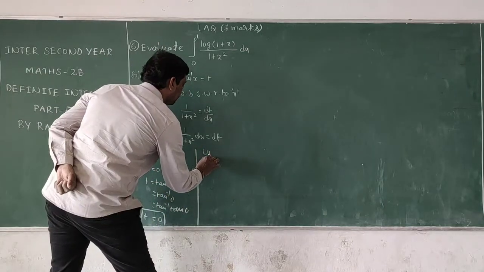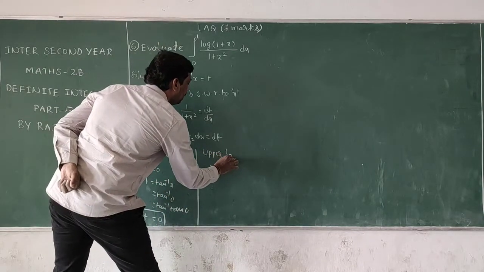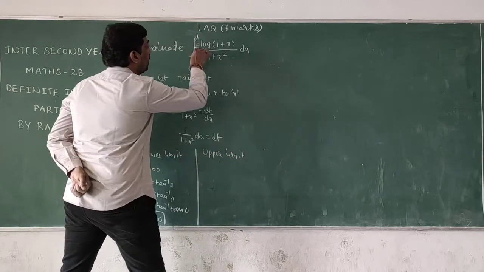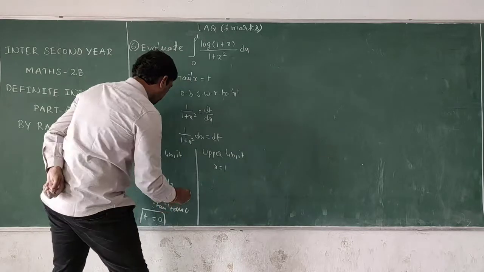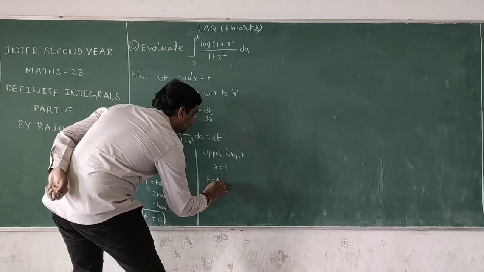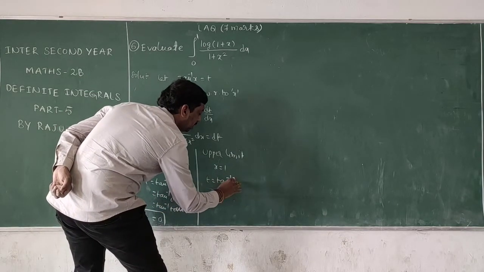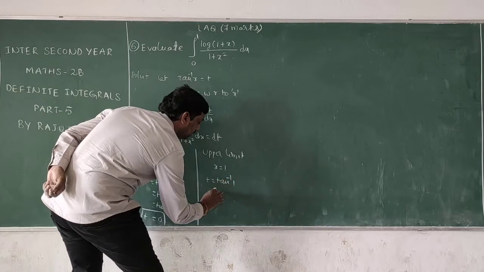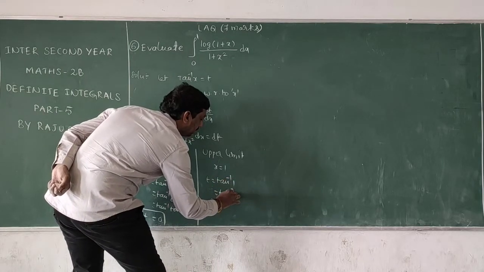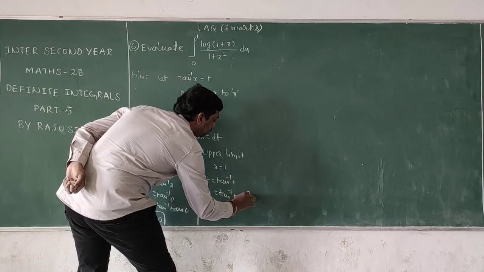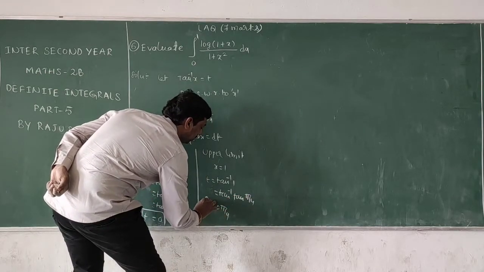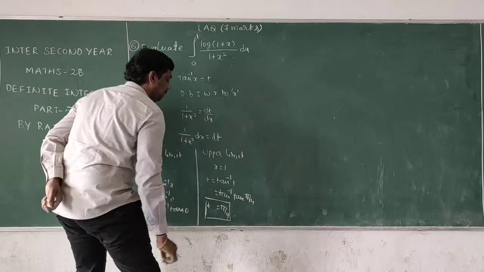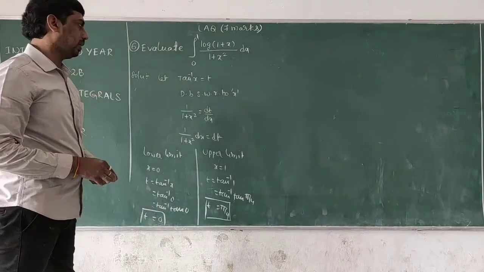Next, the upper limit. The upper limit is x equal to 1. Now t equal to tan inverse of x, and the x value is 1. One can be replaced by tan pi by 4. Tan inverse of tan pi by 4 is pi by 4. Therefore, the upper limit is t equal to pi by 4 and the lower limit is t equal to 0.